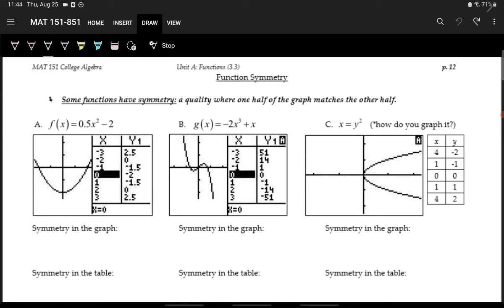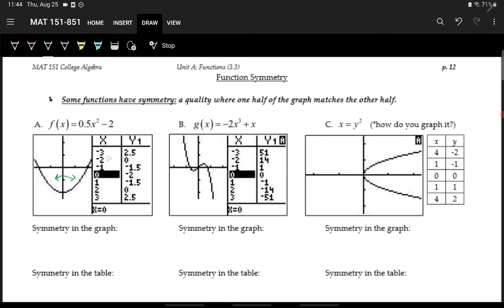If we look at this graph, this function does mirror itself. It mirrors itself over the y-axis. If you were to fold or put a mirror up right in between along the y-axis, the graph does the same thing. It mirrors on both sides. So you can think of symmetry as sort of like this mirror idea or this matching or reflecting idea. Now, how does that look in the table?